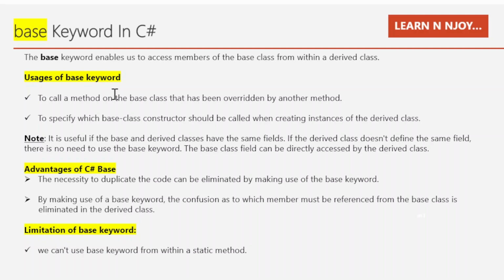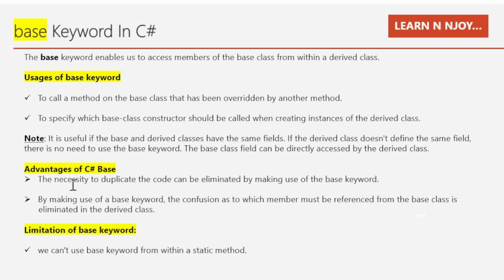So there are two uses of the base keyword. Number one, to call a method on the base class that has been overridden by another method. Number two, to specify which base class constructor should be called when creating an instance of the derived class. We need to keep in mind it is useful if the base and derived classes have the same field. If the derived class doesn't define the same field, there is no need to use the base keyword. The base class field can be directly accessed by the derived class. It's very important, we need to keep in mind.